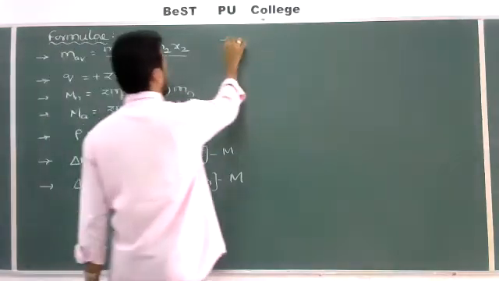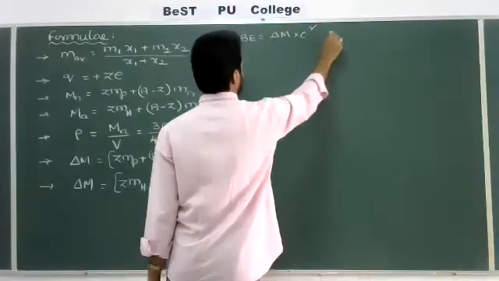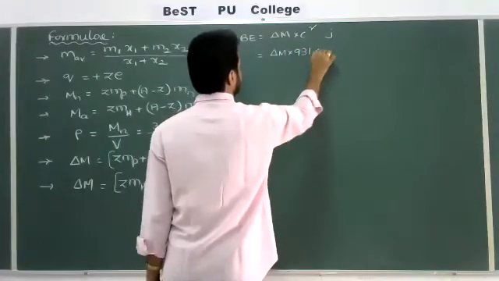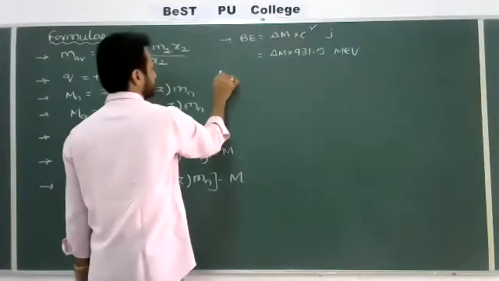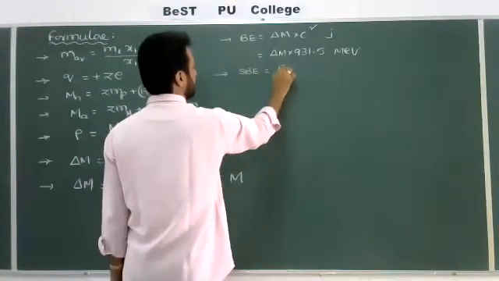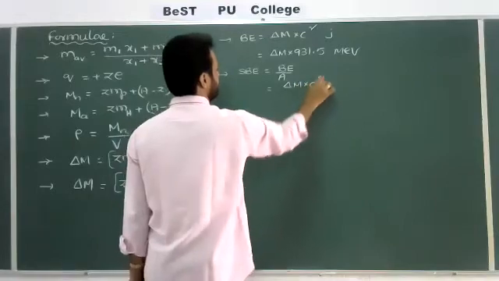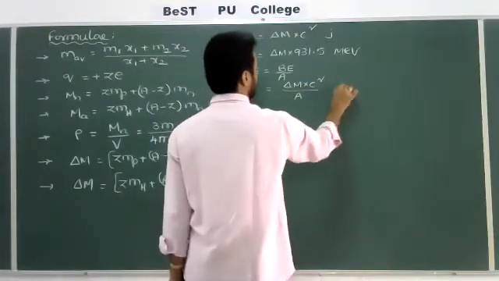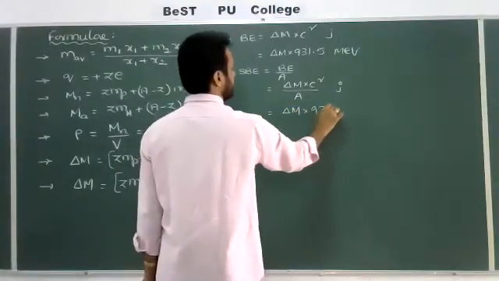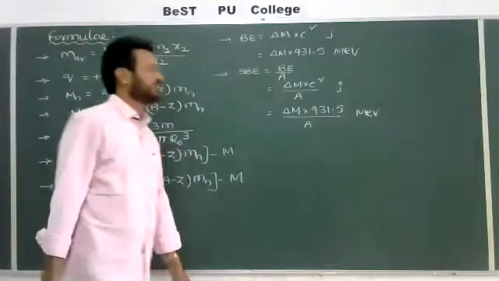Next, the binding energy formula. Be is equal to delta M into C square joule, or delta M into 931.5 MeV. Specific binding energy is equal to Be by A, that is equal to delta M into C square by A joule, or delta M into 931.5 by A MeV, mega electron volt.